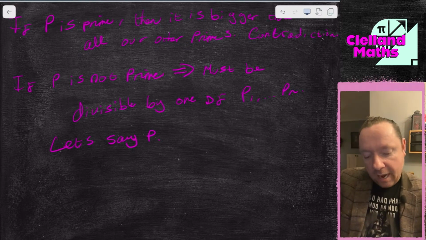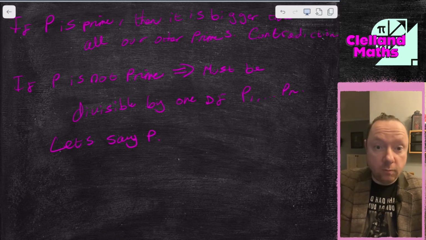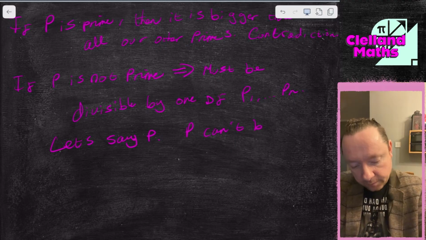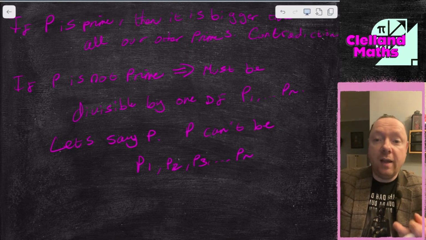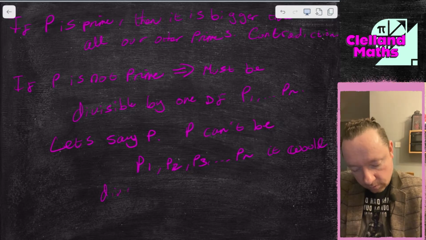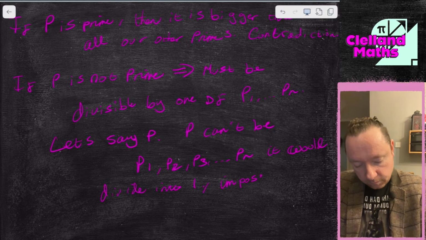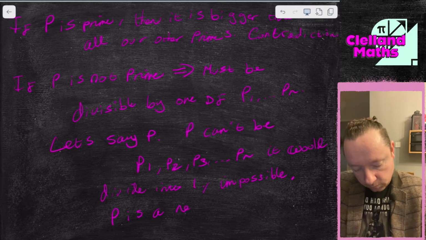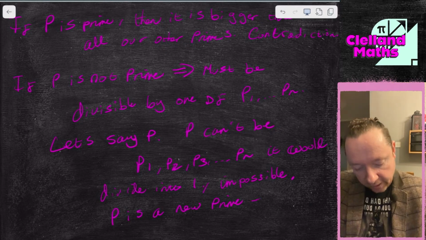So now we need to just check, well, can p be one of our prime numbers, P1 up to Pn? No, it can't. p can't be one of P1, P2, P3 up to Pn. Why not? Because it would divide into 1. So that means that p is a new prime, which again is a contradiction.